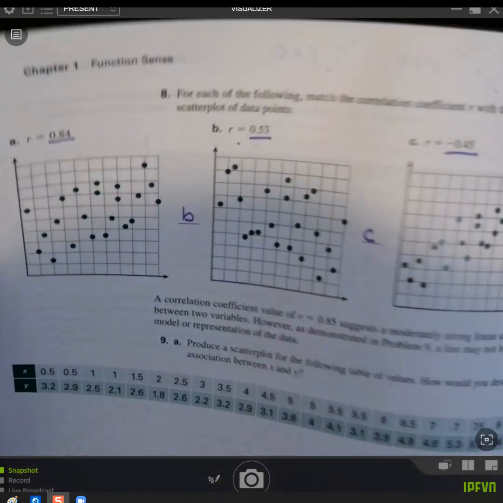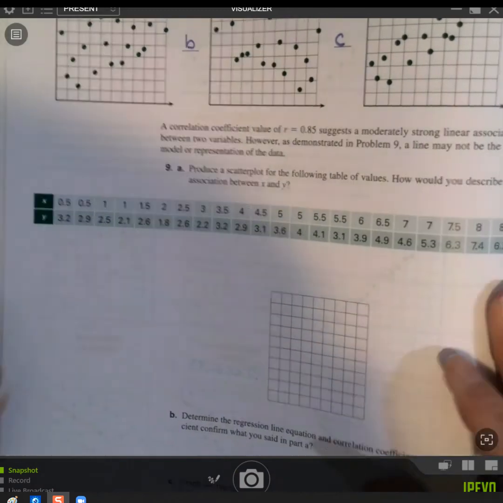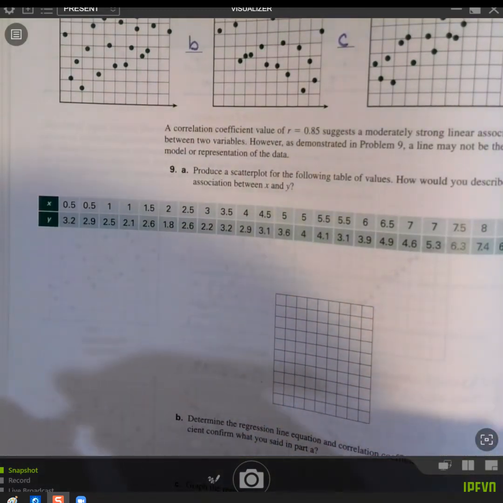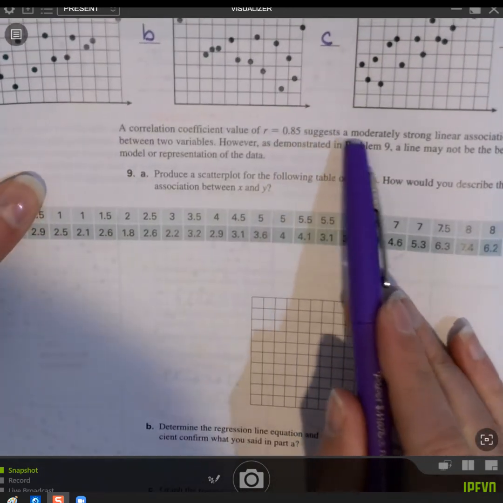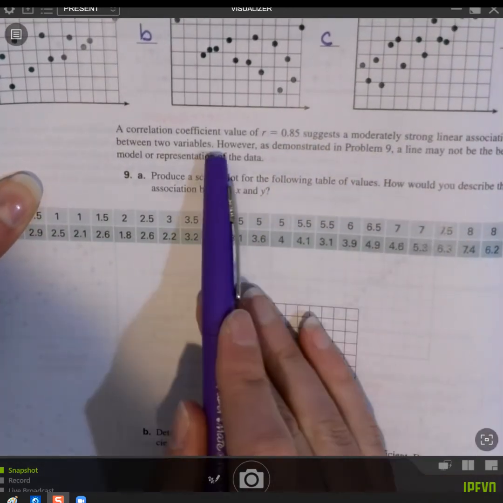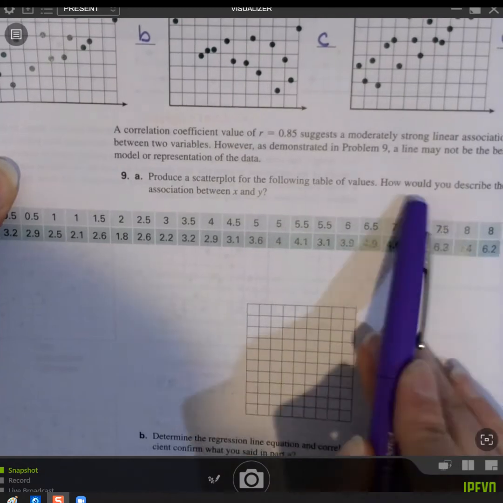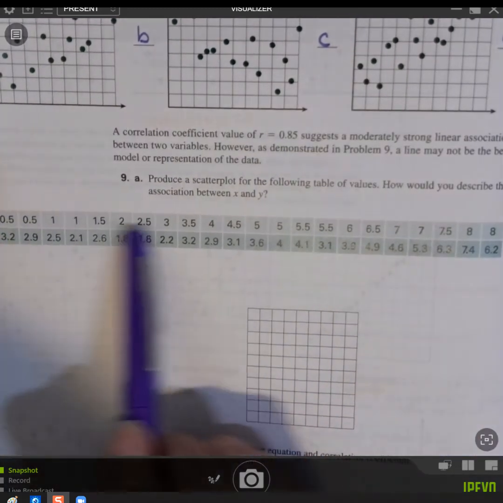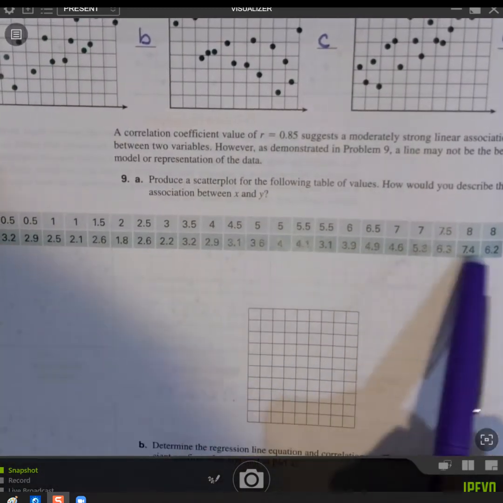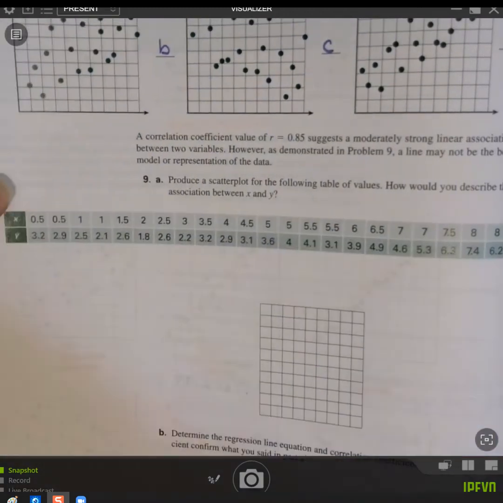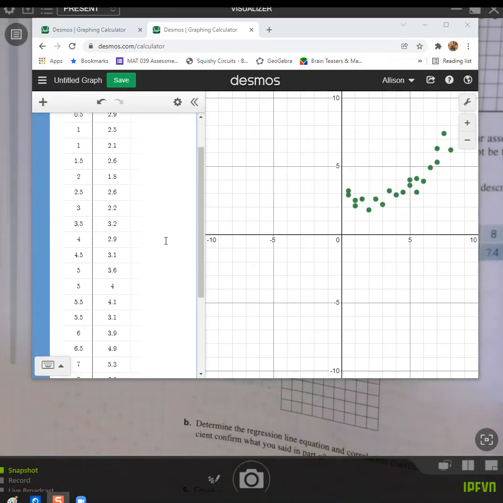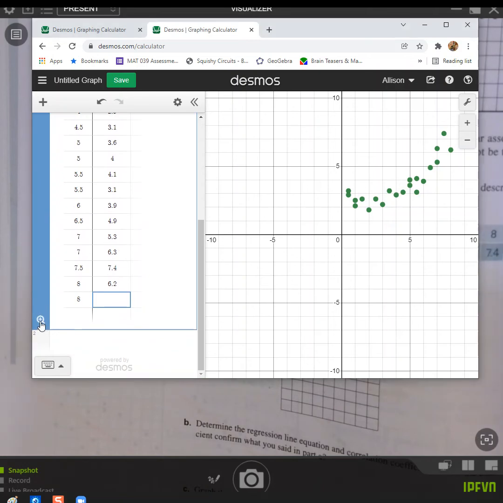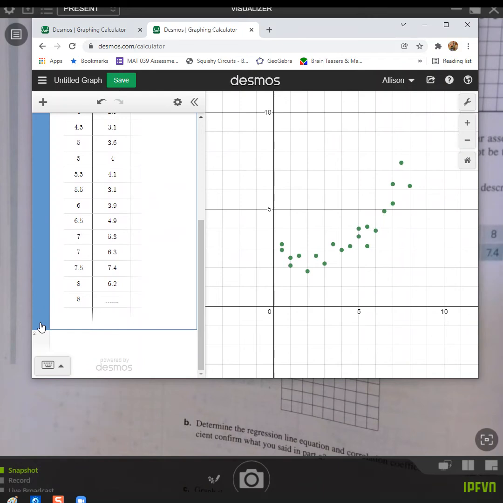Okay, so again, a correlation value of 0.85 suggests a moderately strong correlation. However, as we're going to demonstrate in number 9, it still might not be the best representation. So I'm going to take a moment to pause and type in this data, and then I will share this when I resume. All right, I've got my data table entered here. I'm going to zoom fit on that data. There we go. You can see the data set here.